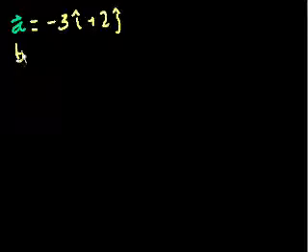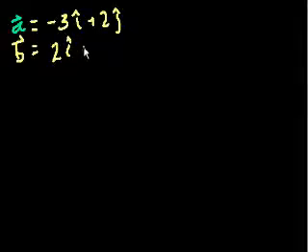So let's call the first vector A, and let me make it interesting. Let me say it's minus 3 times the unit vector i plus 2 times the unit vector j, and then I have vector B, and that is equal to, let's say, 2 times the unit vector i plus 4 times the unit vector j.